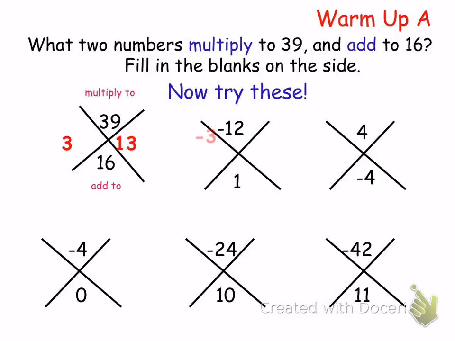Okay, so now let's look at what two numbers multiply. Here we go. What two numbers multiply to negative 12 and add to 1? Let's go with Willie. Alright, to multiply to negative 12 will be negative 4 and 3. Negative 4, positive 3. Now check yourself, Willie. Does that make negative 12? Oh, no, it's 4 negative. So it's positive 4 and negative 3.